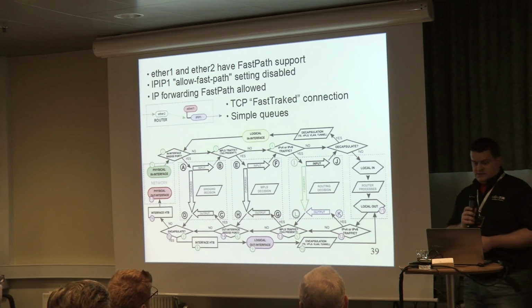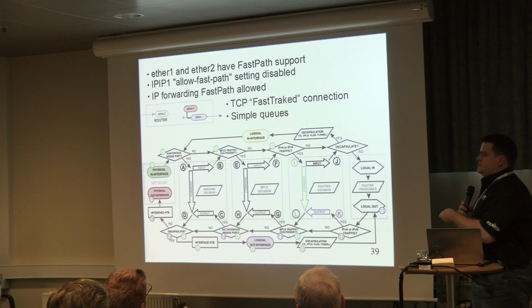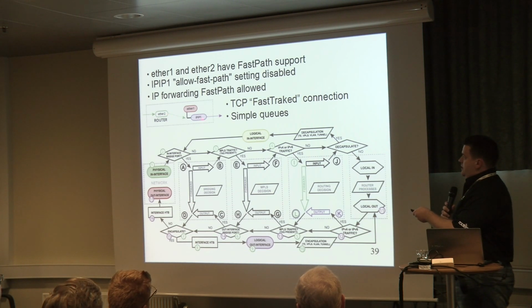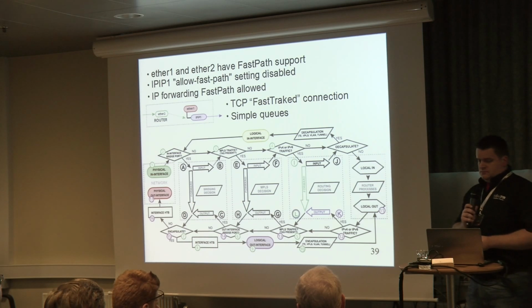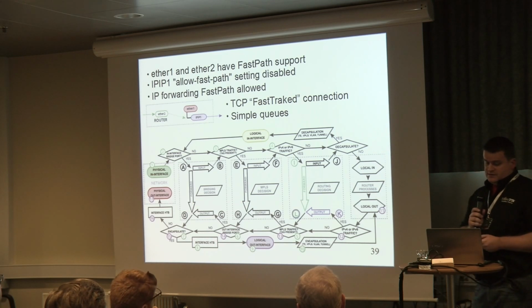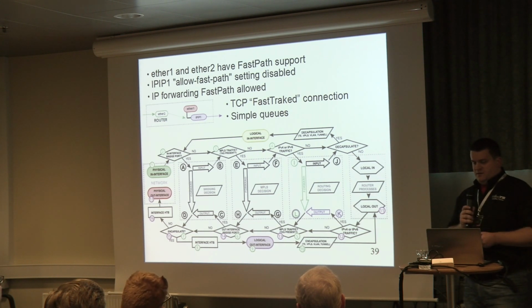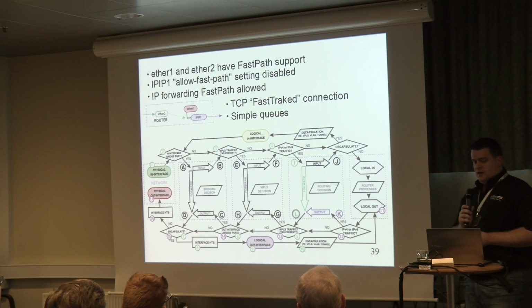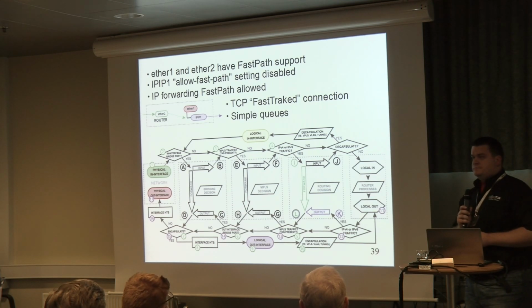Okay, next task. So we have exactly the same setup, but this time the packet travels the other way. So it arrives through Ethernet 2 and leaves through the IP-IP tunnel that's sending it out via Ethernet 1. So both interfaces have FastPass support, the IP-IP tunnel has allow FastPass enabled, we have IP forwarding, we have a fast track TCP connection, and we have simple queues. So who thinks that this setup will work? So FastPass will work.